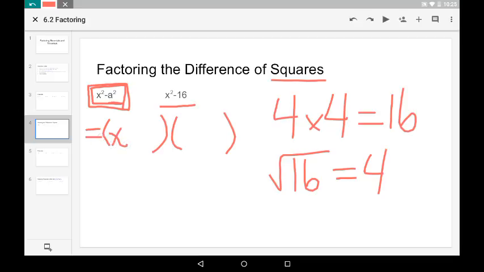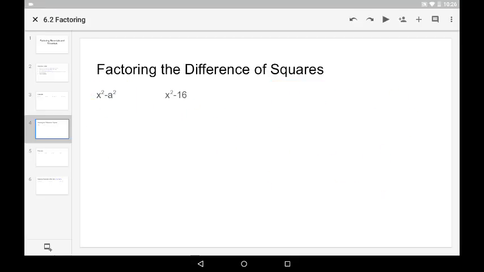You're going to start with an x as the first term in each one. You're going to add one of them, and you're going to subtract the other one. You're going to figure out what times itself equals 16, and we've already figured out over here that that's 4. So we're going to have x plus 4 and x minus 4. These are probably the simplest ones to factor because you just have to think about one step and then write it out like this. So let's look at a few more examples of this.